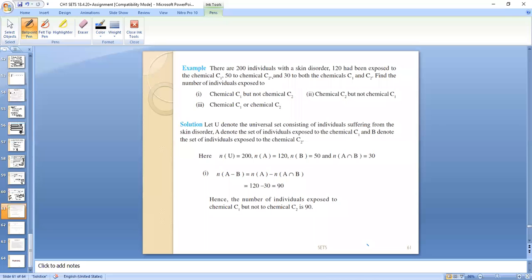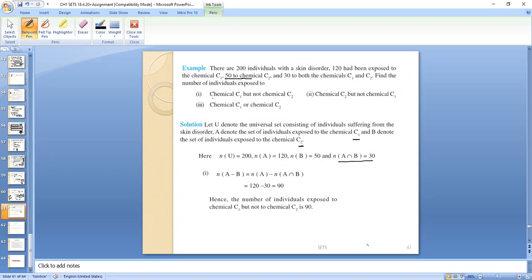First, we will name the sets. Let U denote the universal set consisting of individuals suffering from skin disorder, right? A denotes the set of individuals exposed to chemical C1, and B denotes the set of individuals exposed to chemical C2. Then the number of elements in the universal set is 200. Number of elements in set A, 120. Number of elements in set B is 50, right? And 30 to both C1 and C2. That means the number of elements in A intersection B is 30.